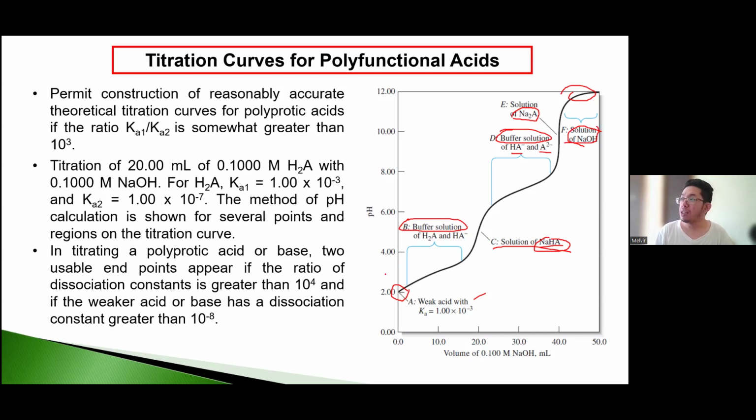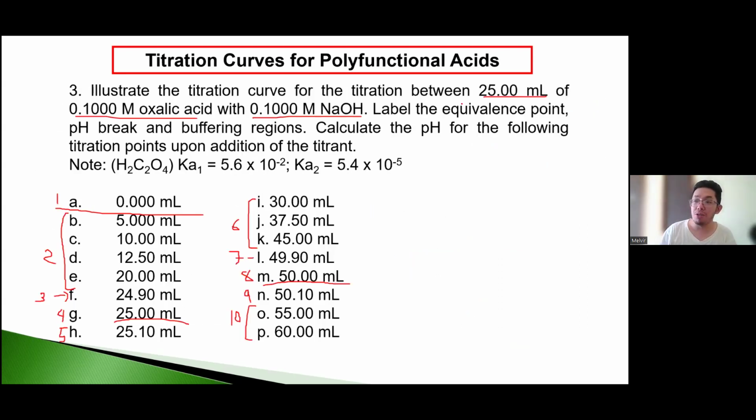So, ilang stages yan? 6, no? 1, 2, 3, 4, 5, and then 6. So, 6 stages yan for polyfunctional acids. However, sabi ko nga, pag magso-solve ka, hindi lang yan 6. 10 ang na-produce natin dyan. 10 methods for the different titration points.